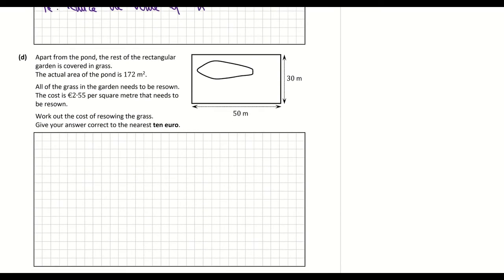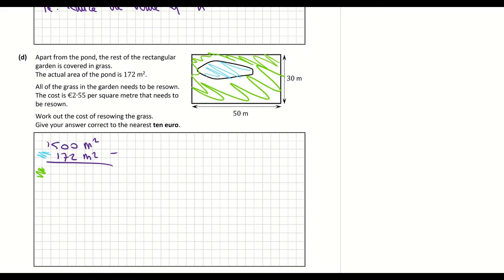D. Apart from the pond, the rest of the rectangular garden is covered in grass. The actual area of the pond is 172. All of the grass needs to be resown. The cost is €2.55. Work out the cost of resowing the garden. Okay, so we measured it from the first part to be 1,500 meters squared. We're now going to subtract the area of the pond, which is 172 meters. So that's telling me that my garden, everything in green here, and I've reduced my pond, which is this one here, the 172. So that's getting me a lawn covering of 1,328 meters squared.